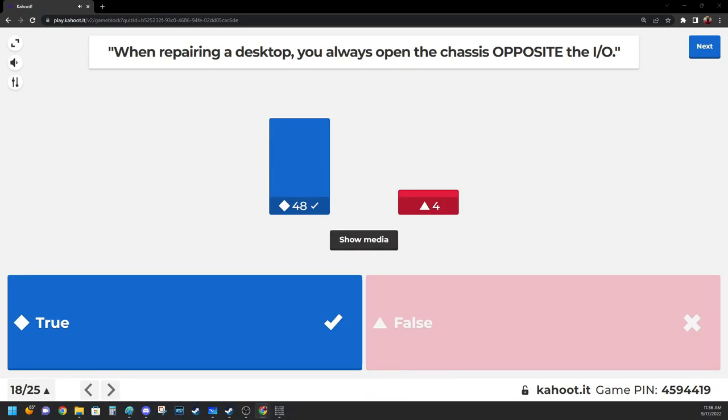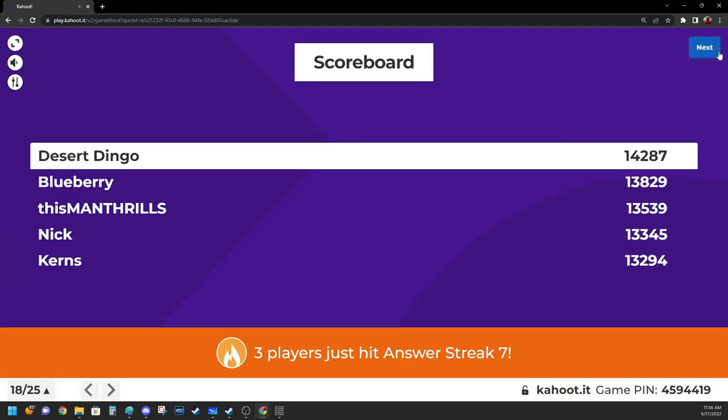Very good, that is true. Open the side opposite the IO. Those are free points.